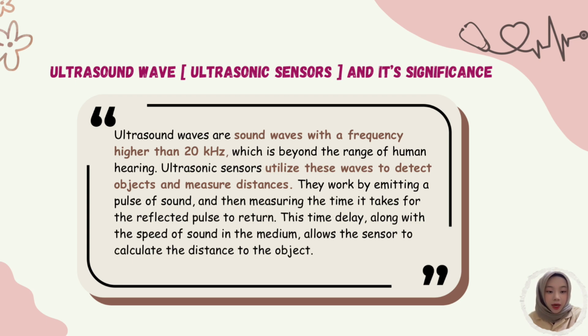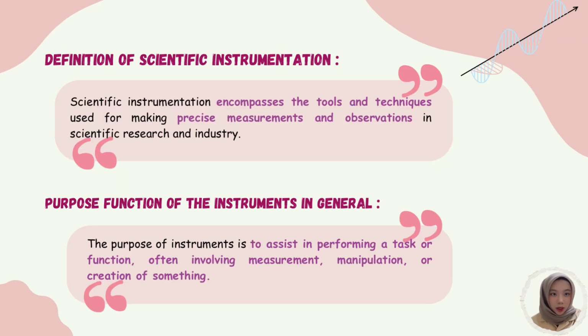They work by emitting a pulse of sound and then measuring the time it takes for the reflected pulse to return. This time delay, along with the speed of sound in the medium, allows the sensor to calculate the distance of the object. Let's move to the next part, which is the definition of scientific instrumentation.